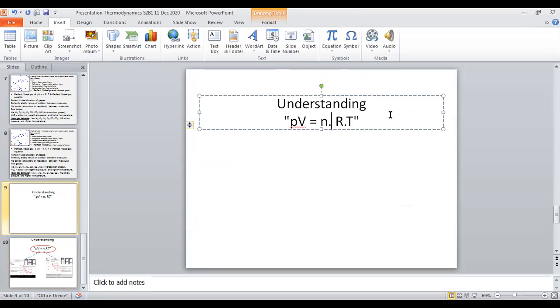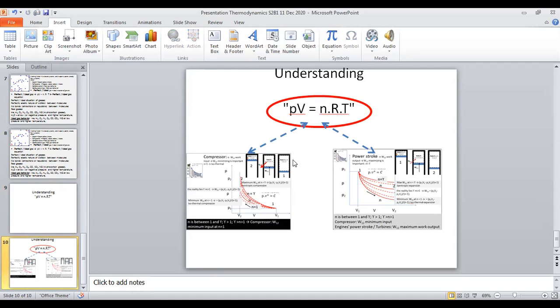PV equals nRT. Tala, since the keyboard, did it make sense for you?